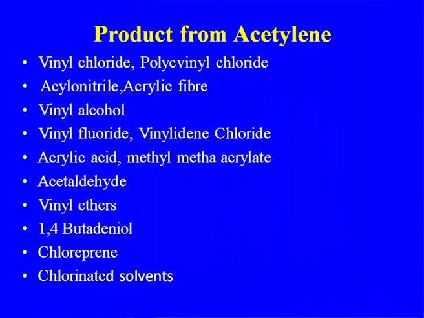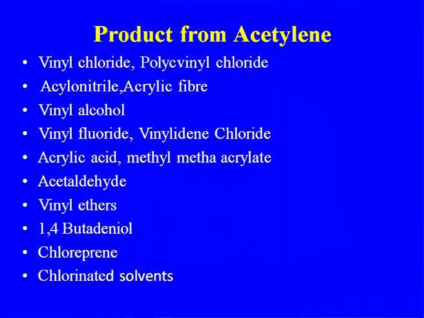Acrylic fiber: acrylonitrile was made from the acetylene route, and that acrylonitrile was used earlier for the acrylic fiber, but now, with the coming of propylene, we make acrylonitrile through the petrochemical route. Then vinyl alcohol, vinyl fluoride, vinylidene chloride, acrylic acid, methyl methacrylate, acetaldehyde. Acetaldehyde we normally make through the ethylene or the alcohol route, but earlier the acetylene route technology was available. Vinyl ethers, 1,4-butynediol, chloroprene. For chloroprene also the acetylene route is available, and chlorinated solvents.